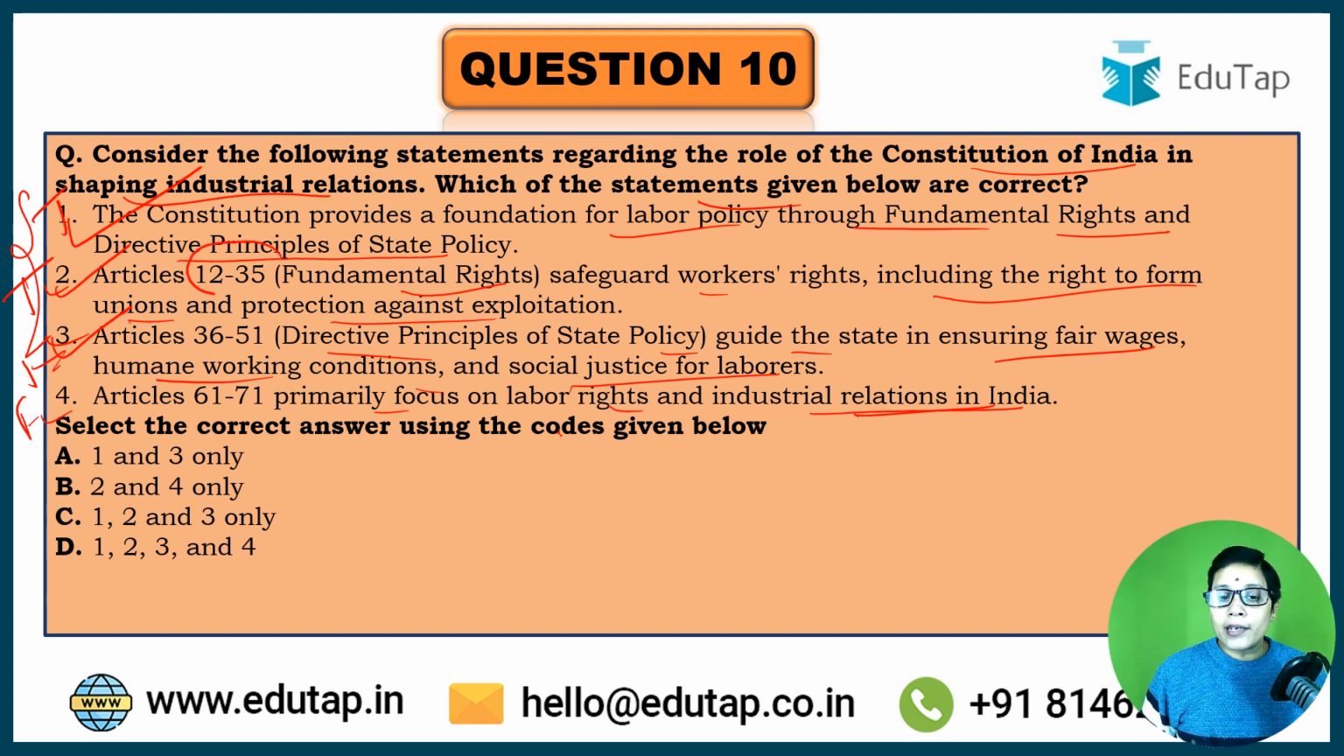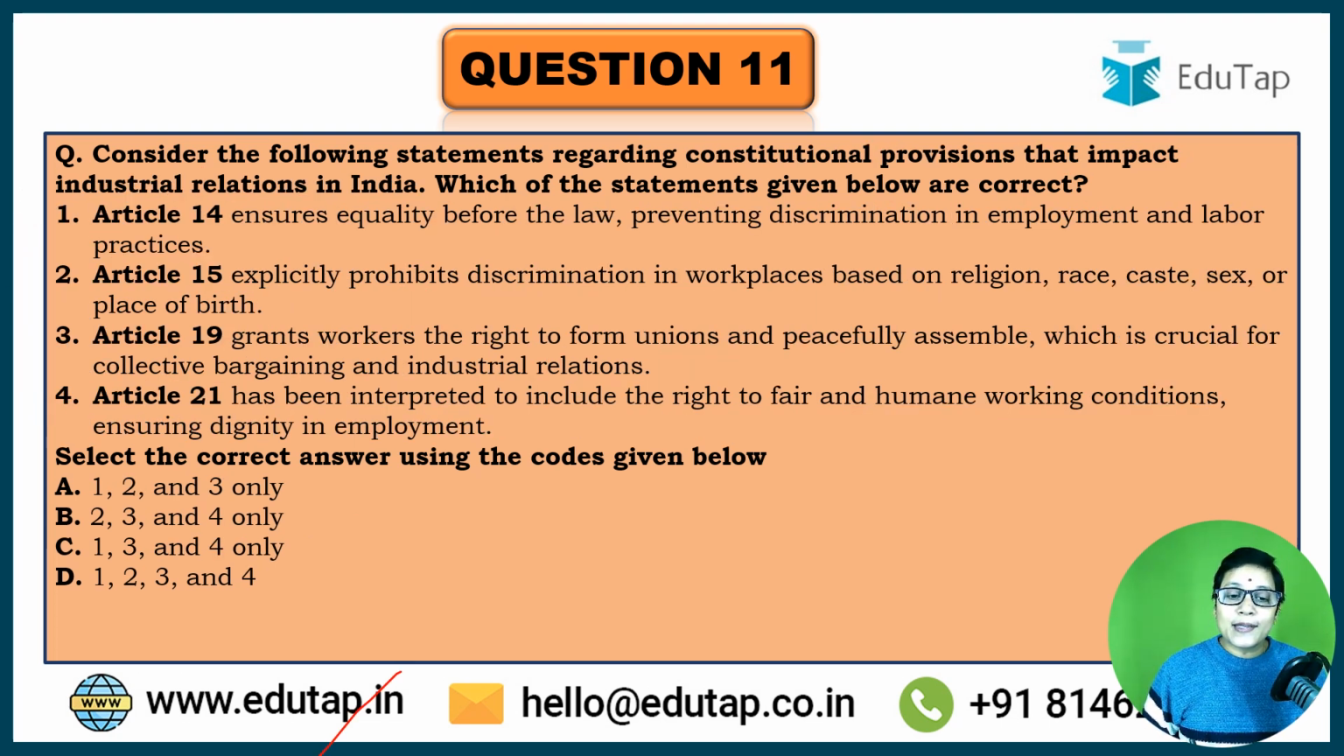So fundamental rights, Articles 12 to 35, and directive principles of state policy, Articles 35 to 51, they play an exclusive role when it comes to shaping industrial relations. So here in this case, 1, 2, 3 only are correct. So C is the correct answer. So moving on to our next question.